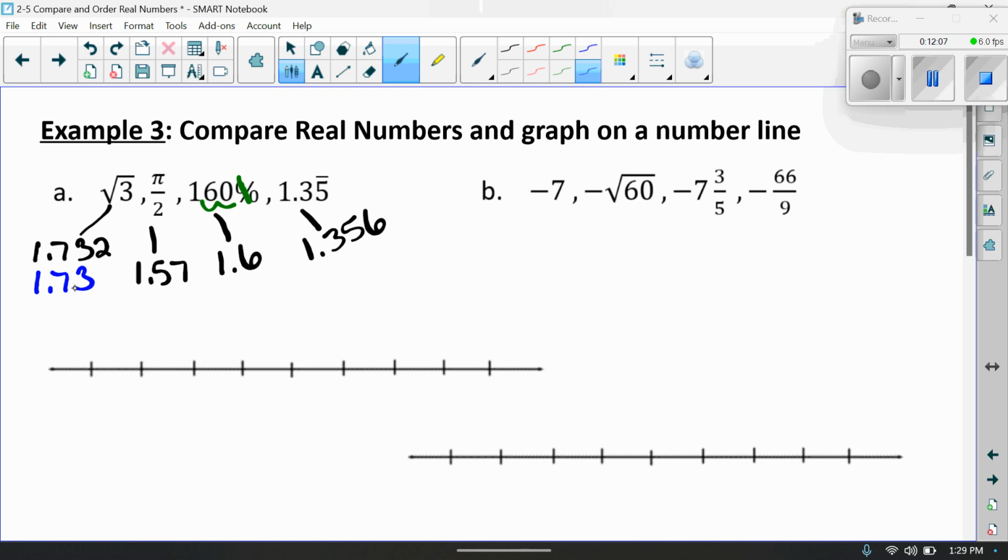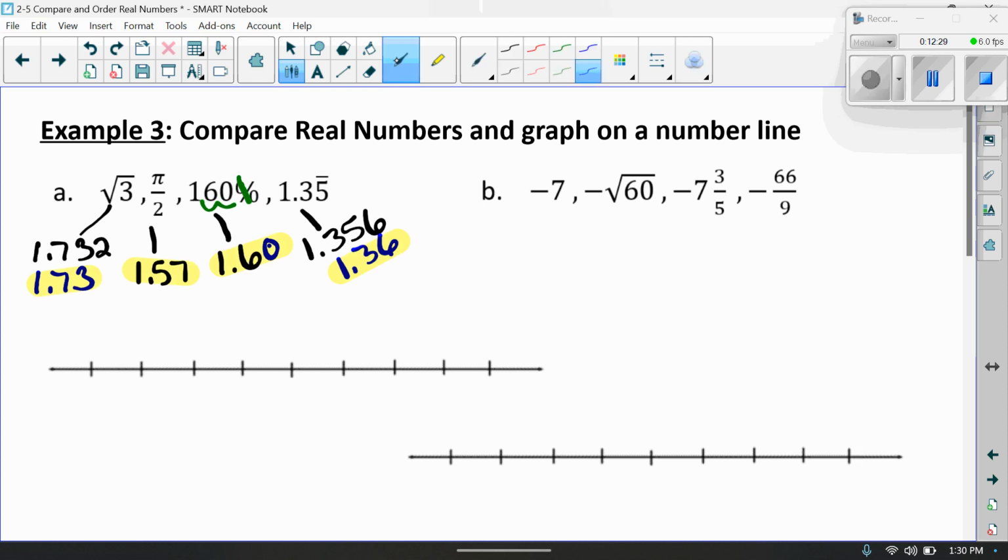Okay? That one's 1.57. That's fine. The 1.6, all I'm going to do here is add a 0. Yes, add a 0. And then over here for the last one, that's going to be 1.36. Is everybody with me? Everybody understand?